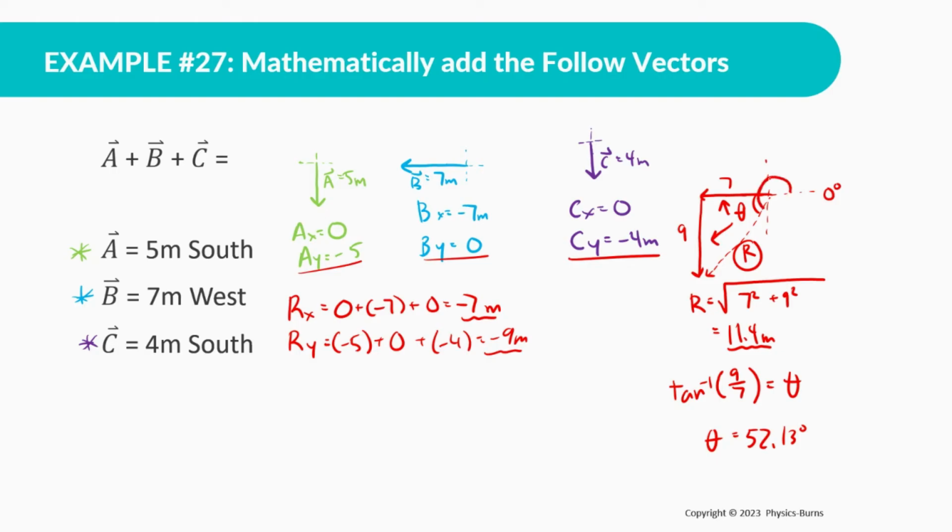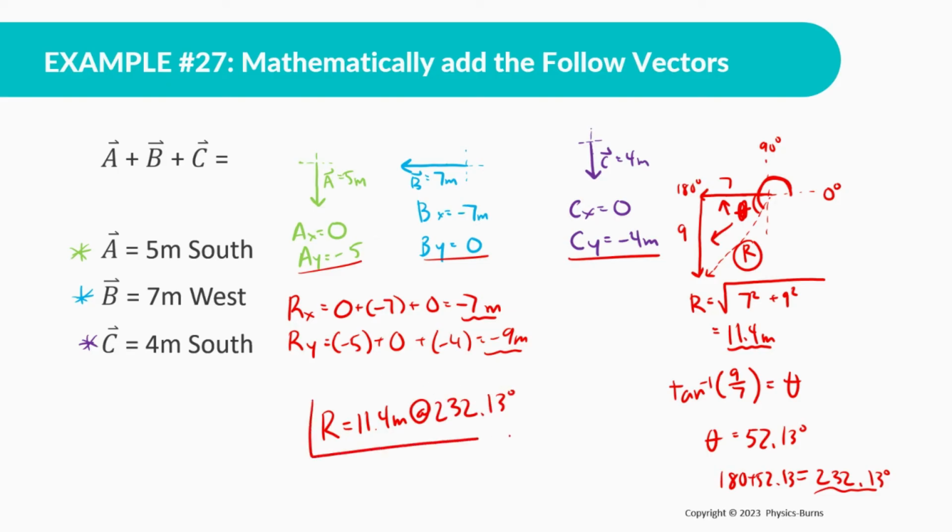over here. So how's that calculated? Well, we know this is 90 degrees, this is 180, and then we know this angle here that we just figured out was 52.13. So I'm just going to do 180 plus 52.13 is going to equal 232.13 degrees. Okay, so now I have my resultant vector is equal to 11.4 meters at 232.13 degrees. I hope that makes sense, and I hope that works for you.